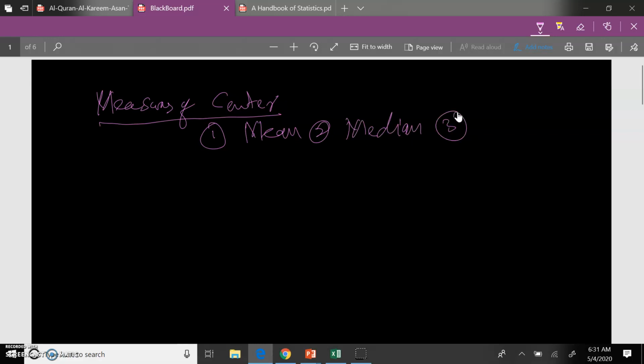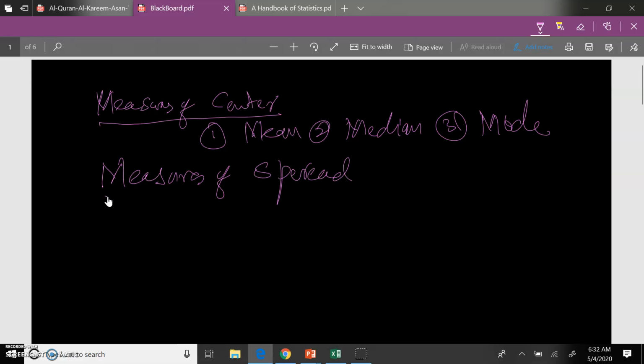So far what we have seen is measures of center. We have already seen that, and I told you there are three most commonly used: mean, median, and the third one was mode. We already learned that in the previous video. Now we are learning what are measures of spread.